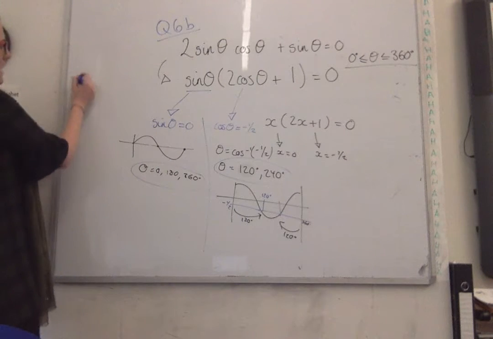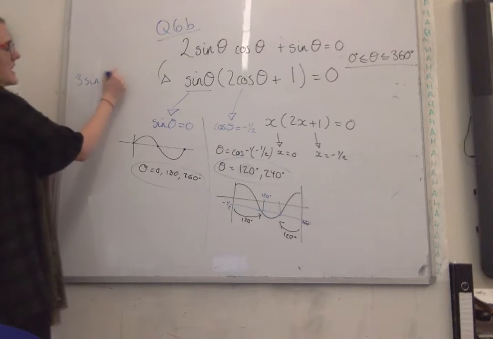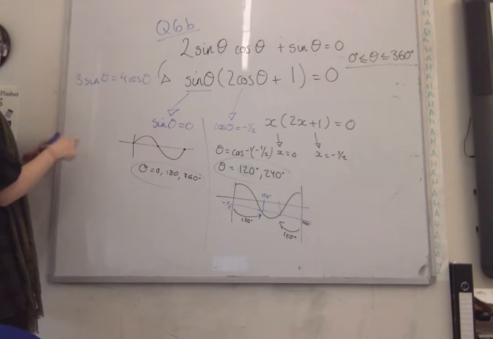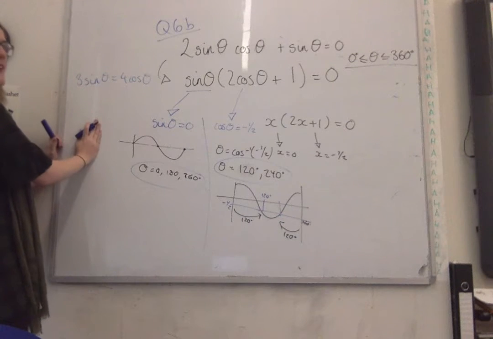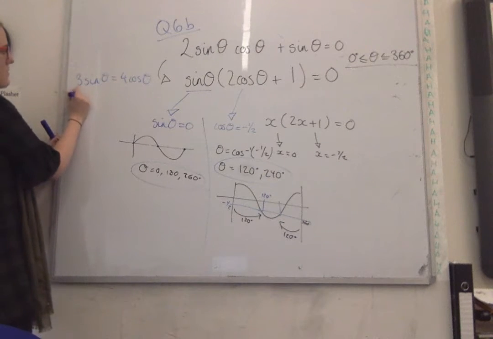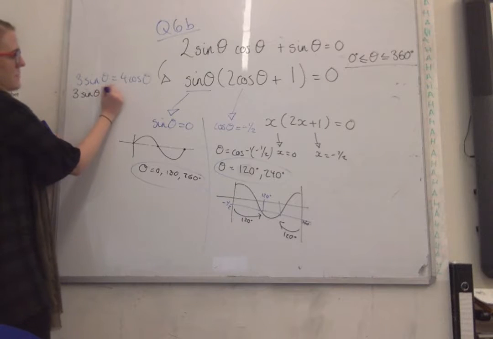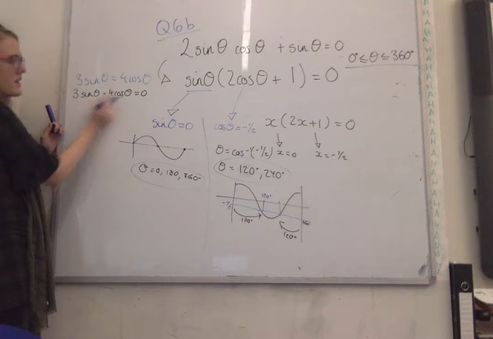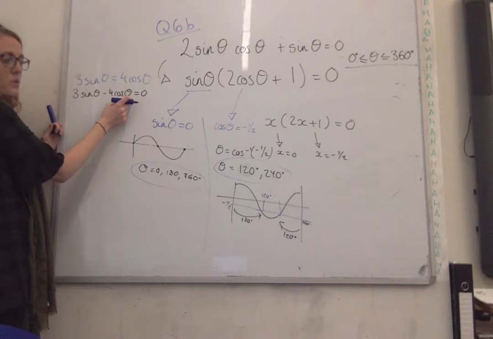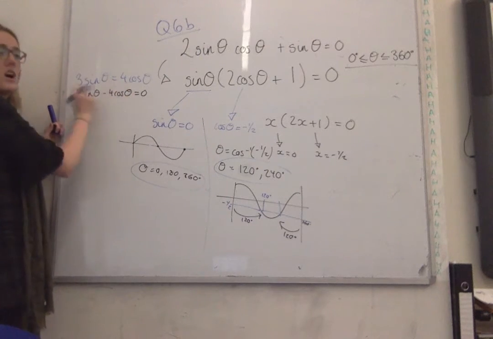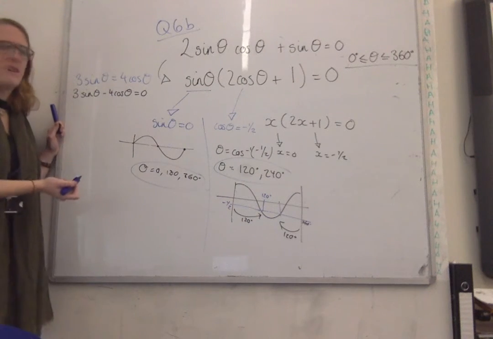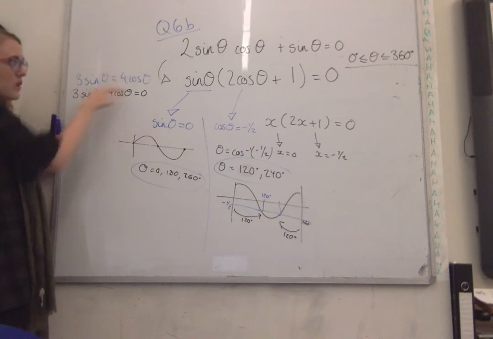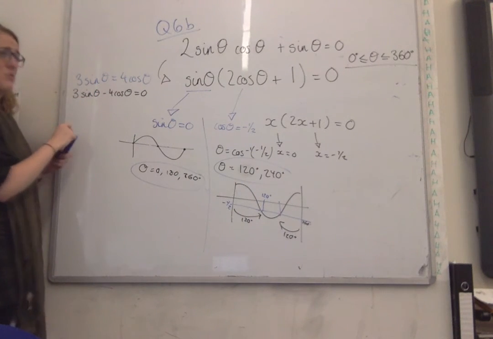Yeah, never divide unless, like, you've got 3 sine theta equals 4 cos theta. Because there's not a value of theta that would ever work. If you were to write it as 3 sine theta minus 4 cos theta, if, say, sine theta was 0, cos theta would have to be either 1 or minus 1, and it would never work, because you would end up with something like 4 equals 0. So in this case, you can divide by cos theta, but as a rule, never.